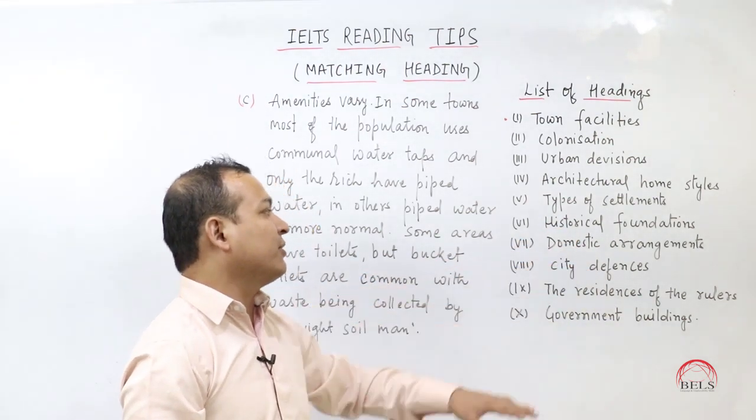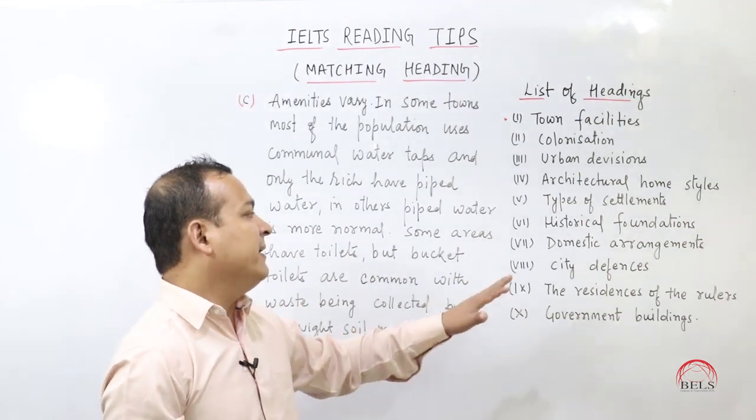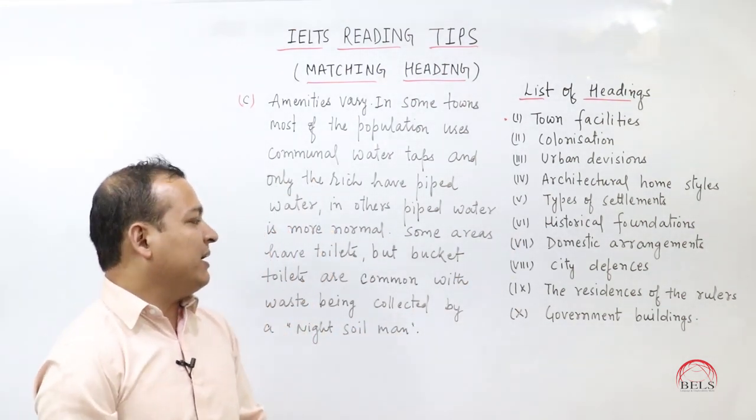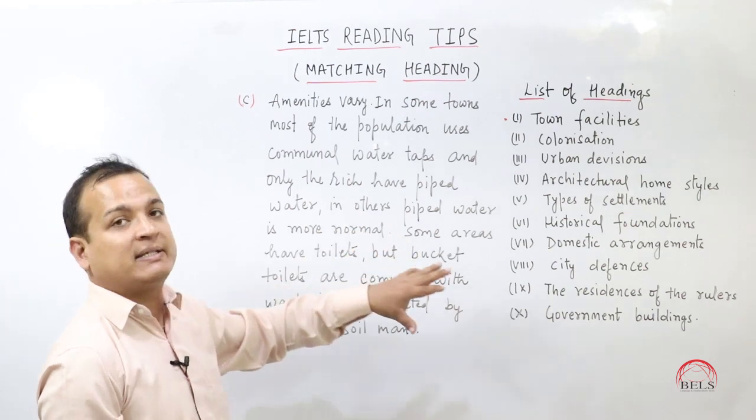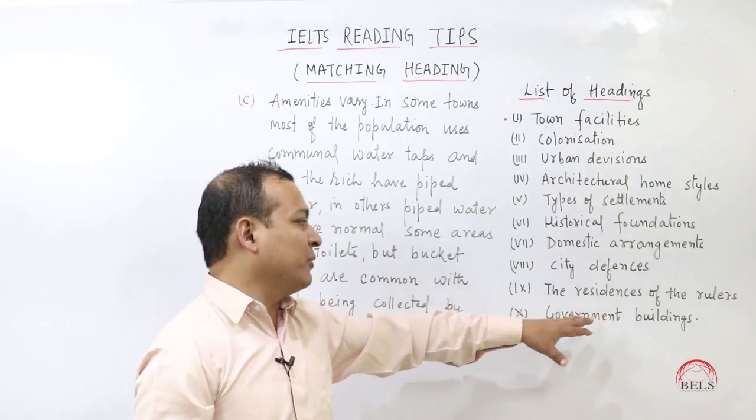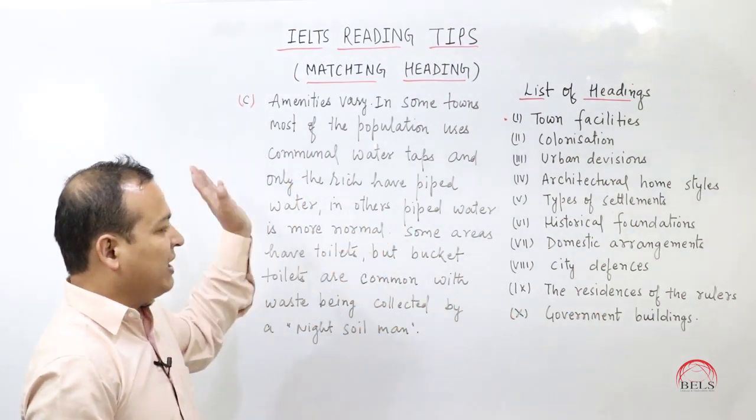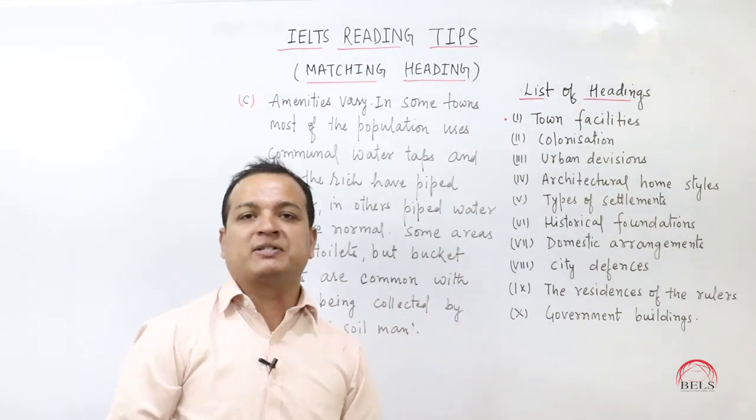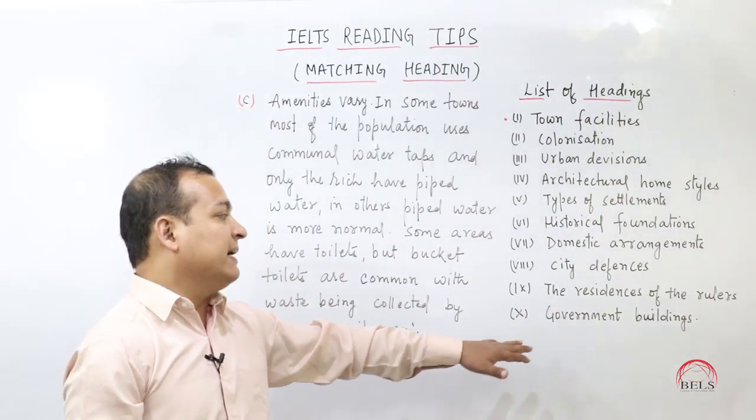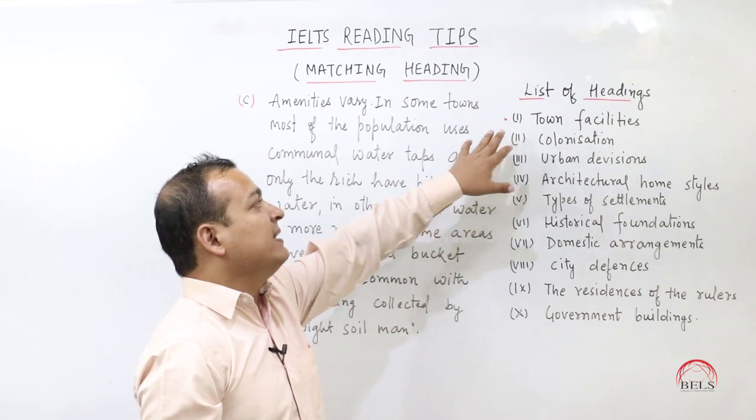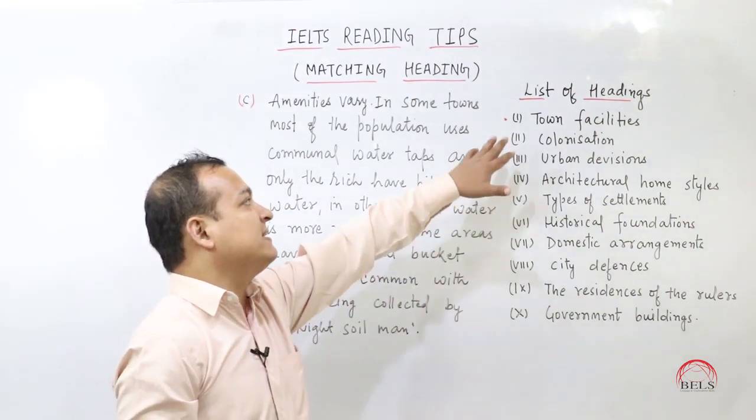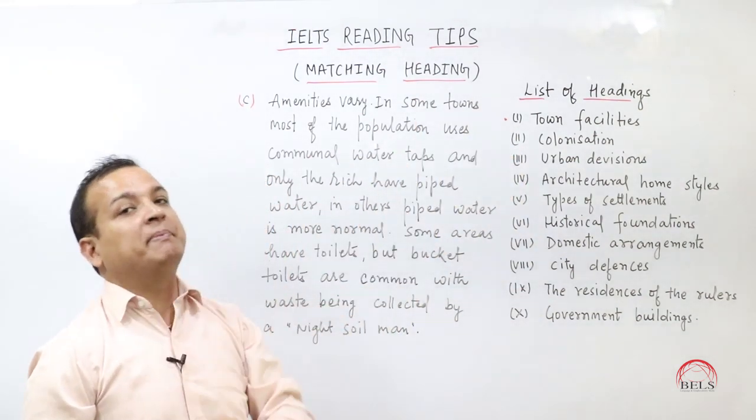Domestic arrangements is not talking about that thing as well. City defenses, again, we are not talking about the city defenses. The residences of the rulers, we have already done before. Government buildings, no, they are not talking about the government buildings. However, this is not the only way to find out this is the right answer. There is a reason behind that.